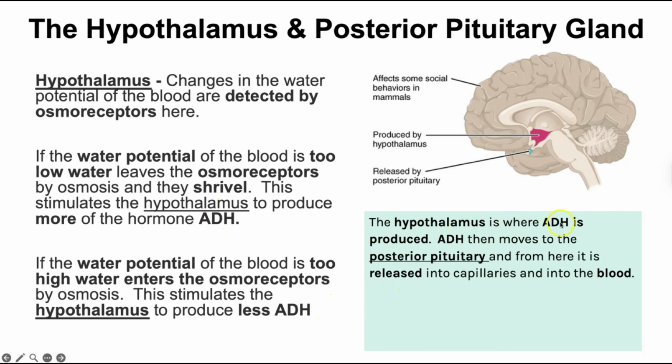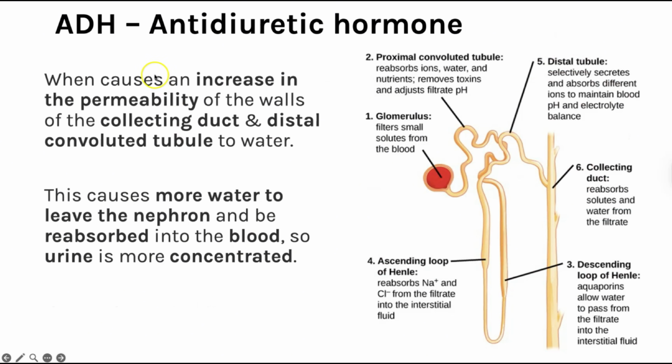Now, the hypothalamus is where ADH is produced, but ADH then moves to the posterior pituitary, and that is where it is released from into the blood. You do need to know that distinction. It's come up as an exam question before. And once that ADH is released in the blood, it then travels in the blood to its target organ, which is the kidney.